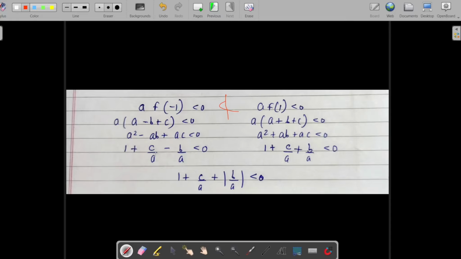So we'll get a square, AC by a. I have written it in this way because the answer requires it this way. c by a minus b by a less than 0, 1 plus c by a plus b by a less than 0. And what is this quantity? Mod is plus minus 1. Technically, when b by a is less than 0, it will be minus b by a, and when b by a is greater than 0, it will be plus b by a. But this is the way to write it.